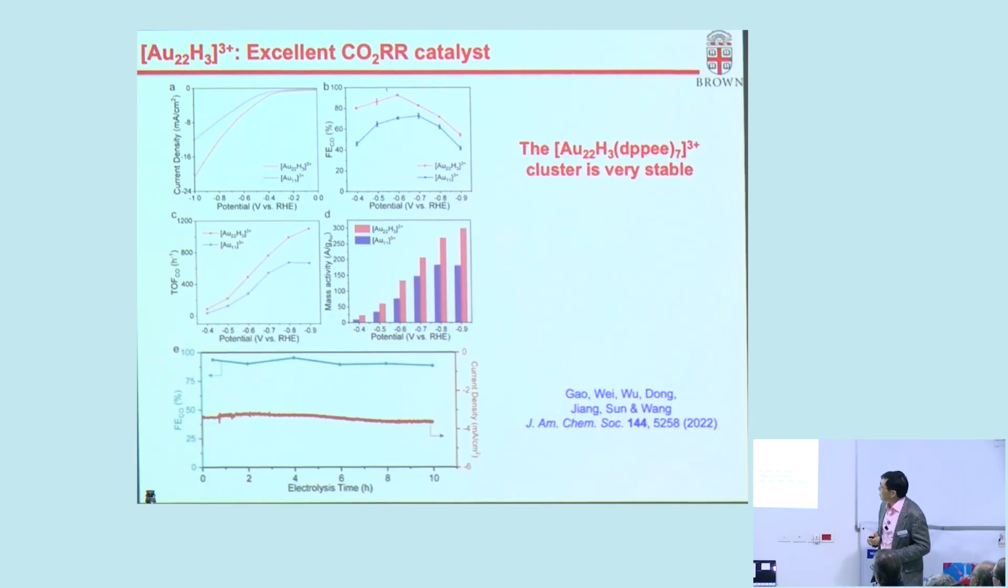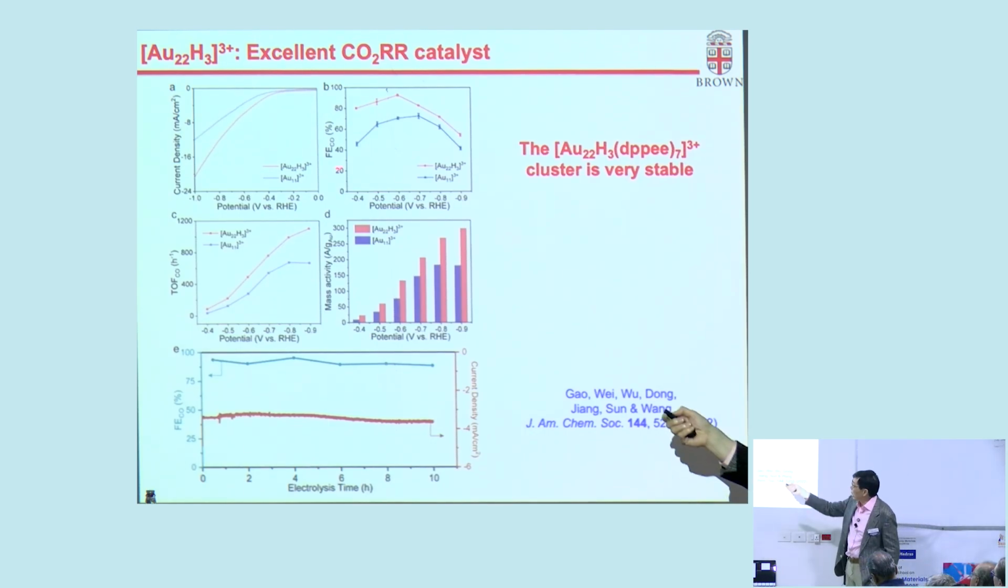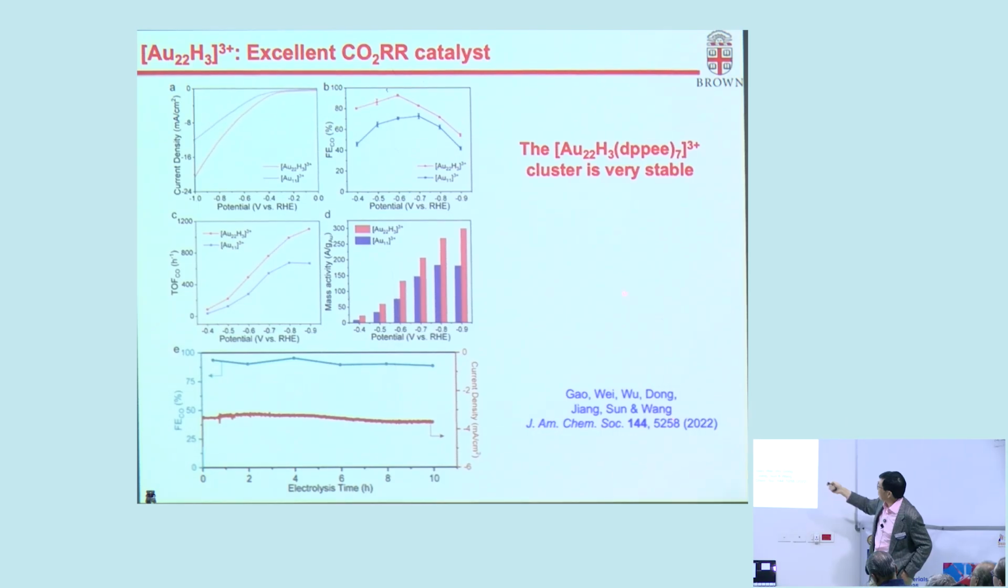So in the meantime, because this trihydride is so stable, I collaborated with my colleague, Professor Xiaoheng Sang, to do CO2 reduction. So we found that this gold-22 trihydride cluster is a very active CO2 reduction catalyst. It can reach Faraday efficiency of more than 90% at pretty low overpotential.